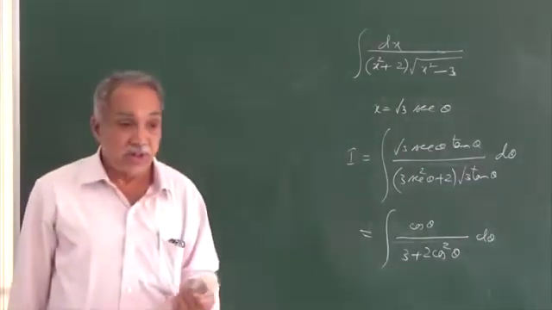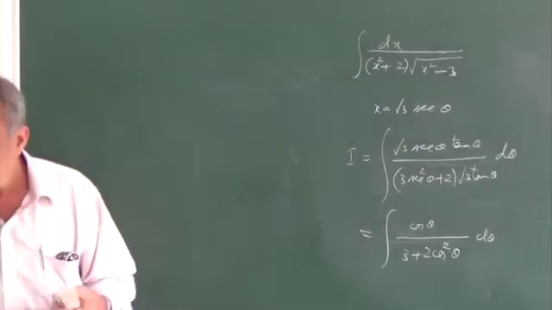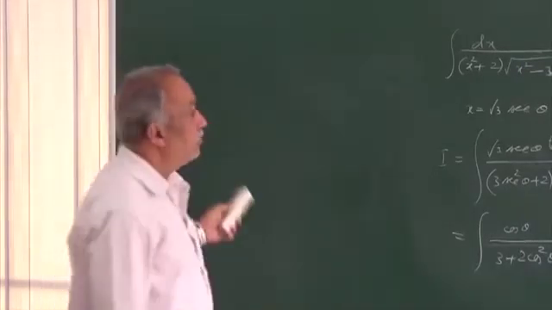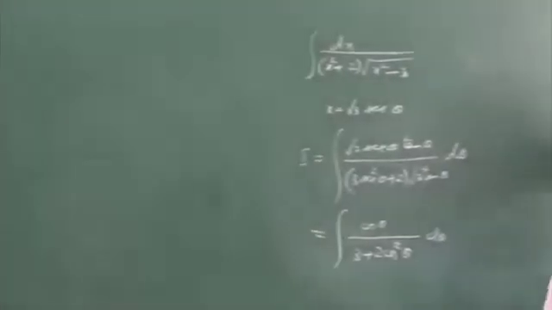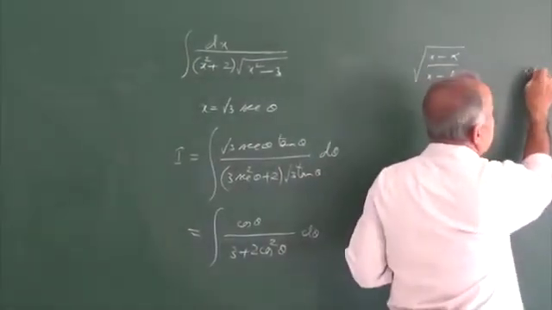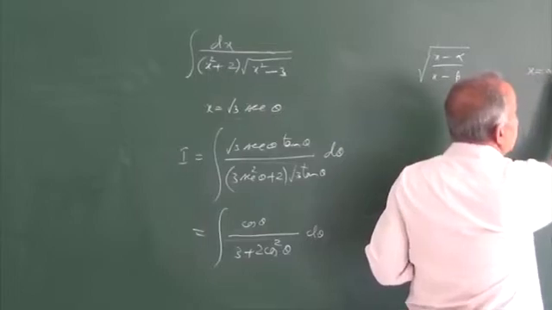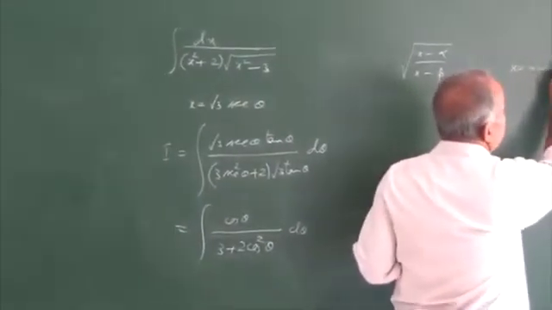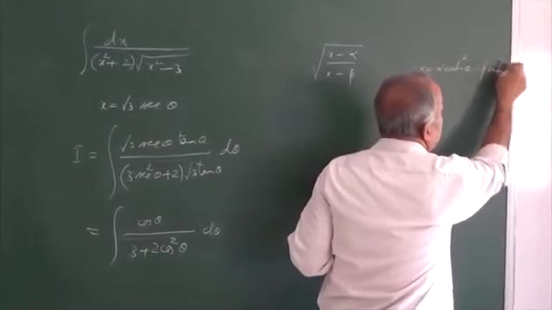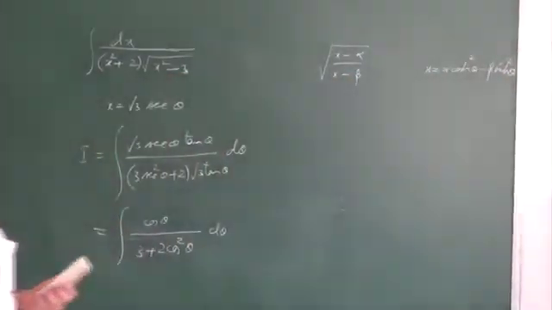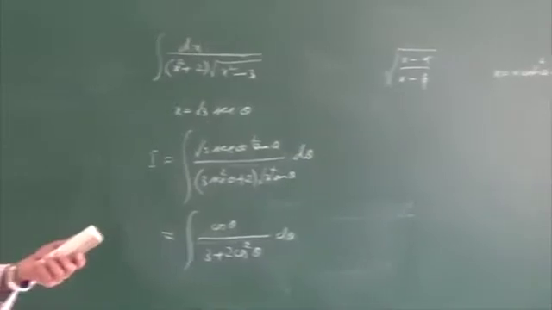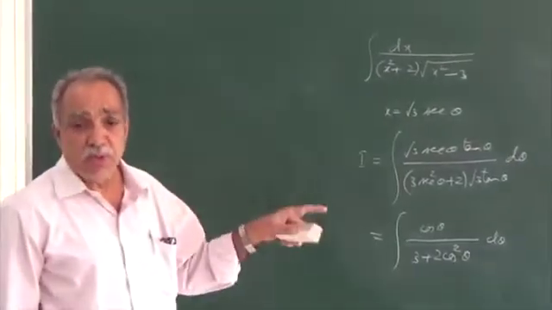Next additional substitution suggested is for an expression of the form root of x minus alpha by x minus beta. And the substitution usable is x equal to alpha cos hyperbolic square theta, is it not? Or cosh theta? Alpha cosh square theta minus beta sinh square theta. We can even think of secant square and tan square, alpha secant square minus beta tan square, but this I think is a little bit easier to apply.